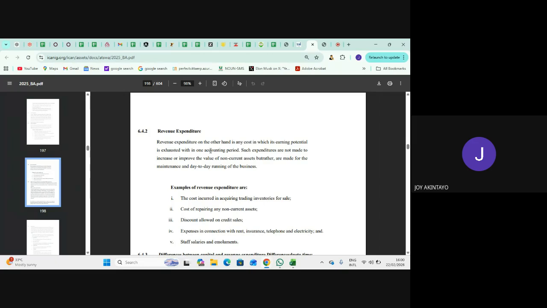Are we together? Now, revenue expenditure is any cost in which the earning potential is exhausted within one accounting period. Such expenditure is not to increase or improve the value of non-current assets.